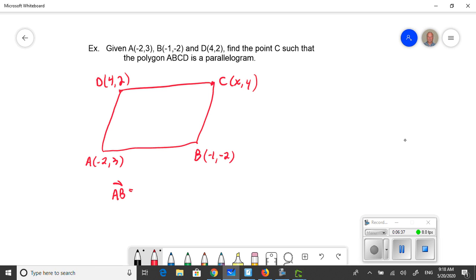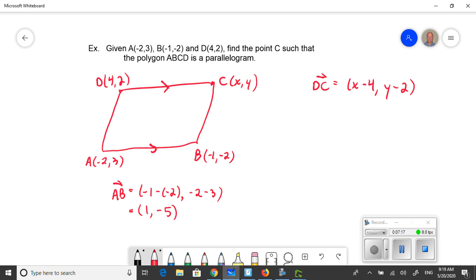Okay, so I'm starting at A and going to B, so that's going to be negative 1, take away negative 2, and then I've got negative 2 as my Y component of B, take away 3. I've got AB being, okay, that'll be 1 if I get my integers right, so it's a plus, so it's 1, take away negative 5. So this direction vector here has to be identical to this one here, and my direction vector DC, okay, is going to be X minus 4 and Y minus 2.